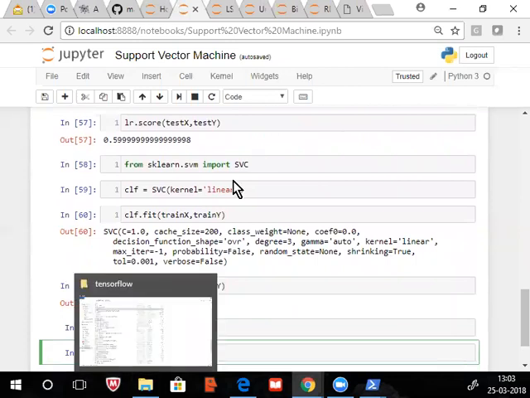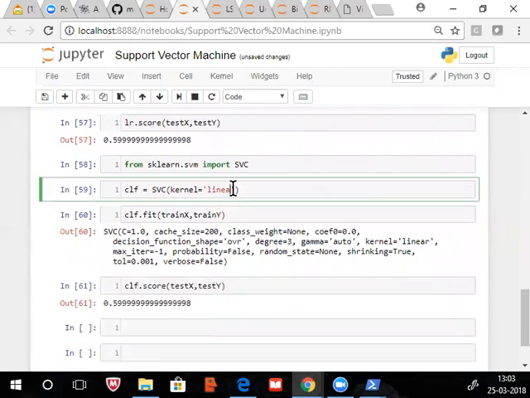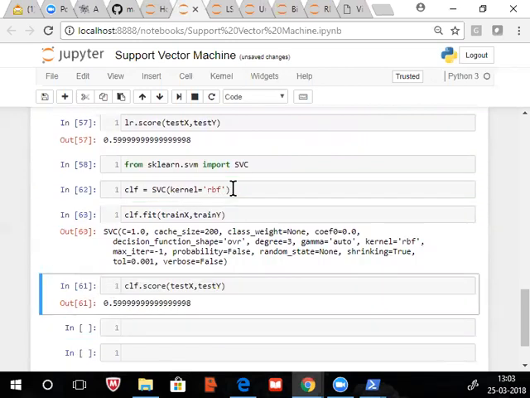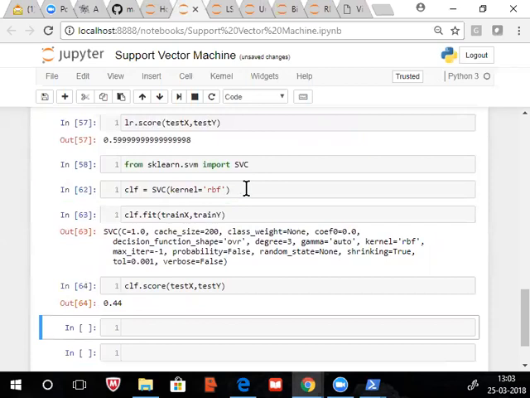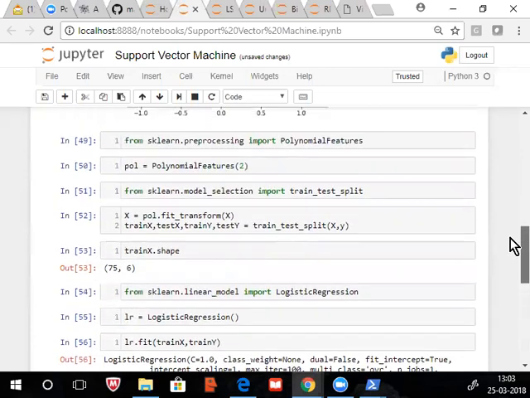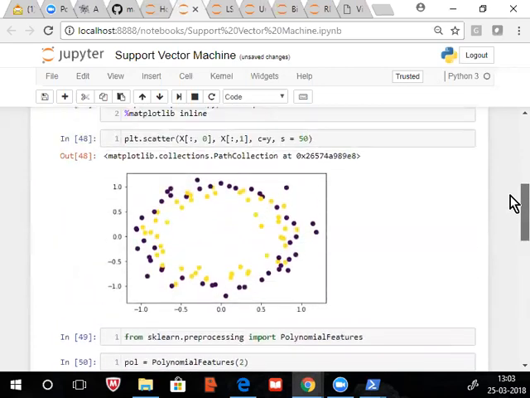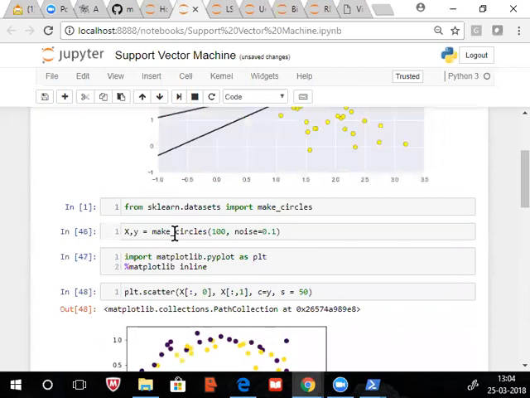Now just change one thing. Let's see if we can do that. RBF, reduced, right? Bad noise. I think we need to increase the data a bit. It's too less for it to be concluded.